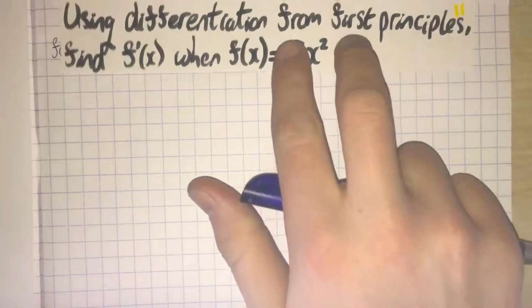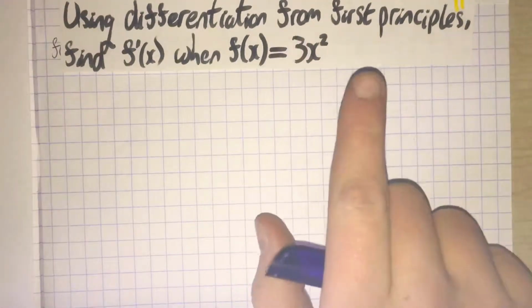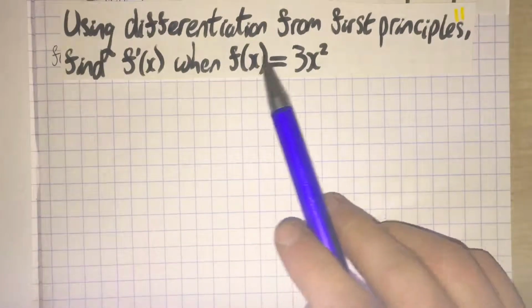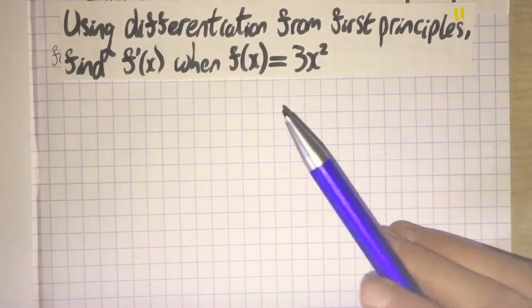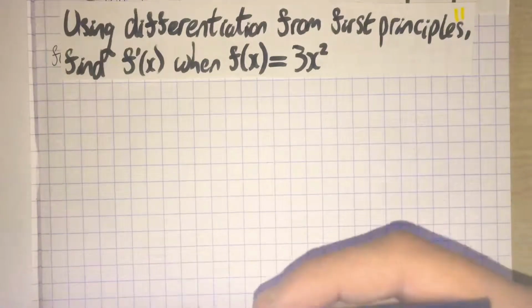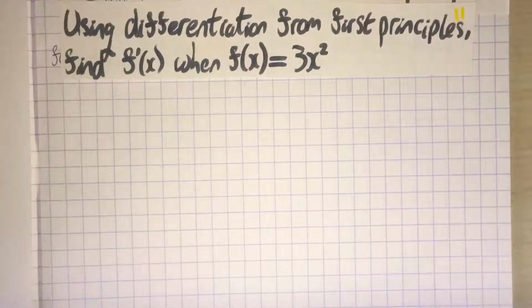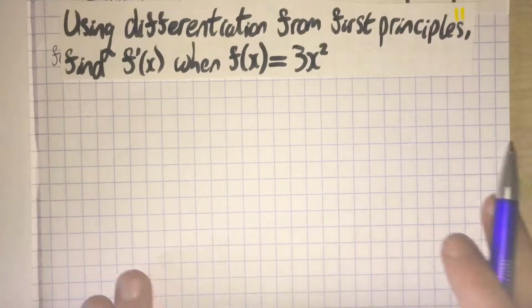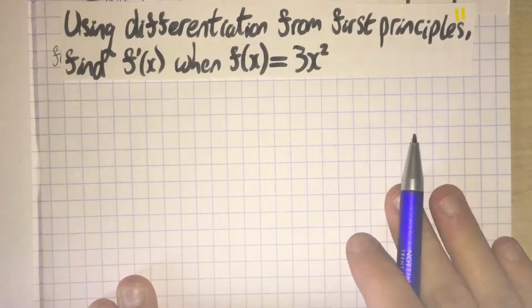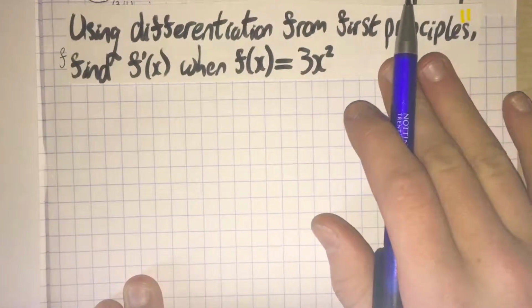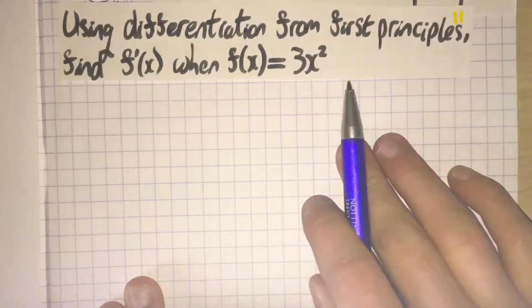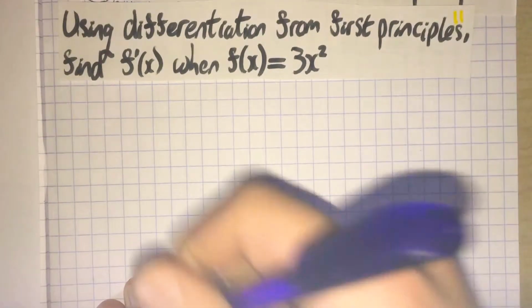So, next question. Using differentiation from first principles, find f dash of x when f of x is equal to 3x squared. If you'd like to have a go yourself, feel free, pause the video, have a crack at it, and we shall go through it presently. Right, hopefully you've all had a go, hopefully you've gotten the correct answer. If not, you needn't worry, because we're going to go through the question now and see where you went wrong.